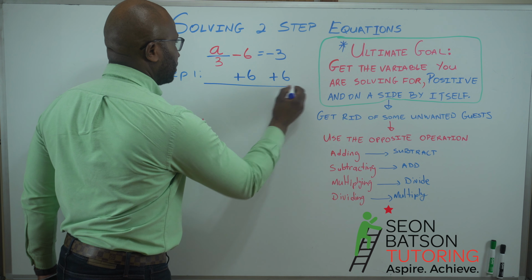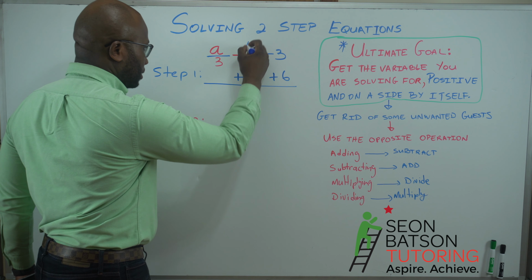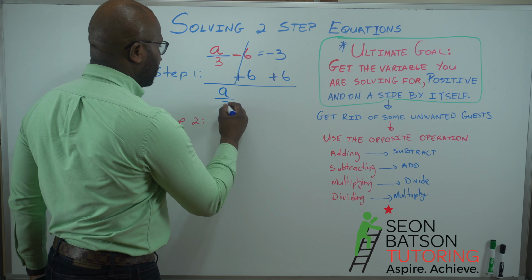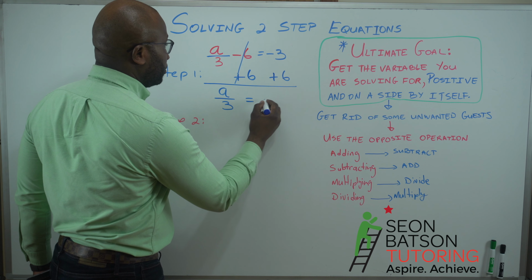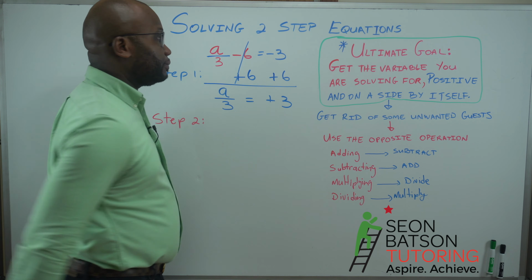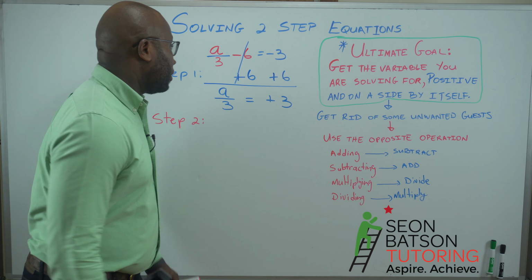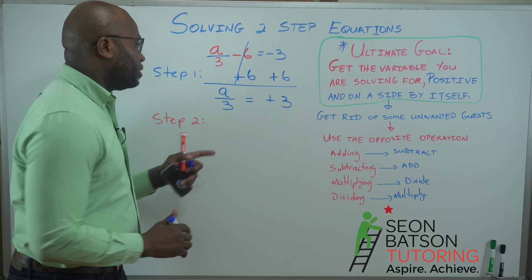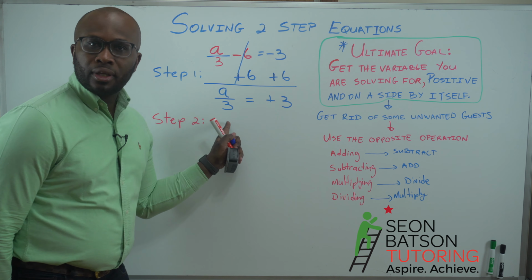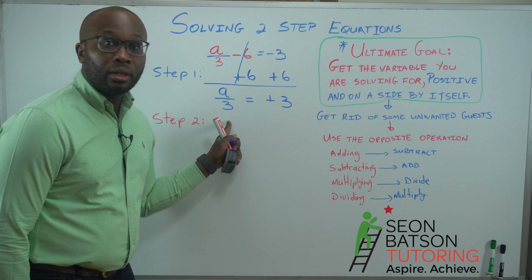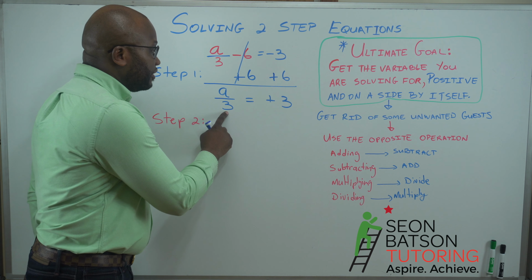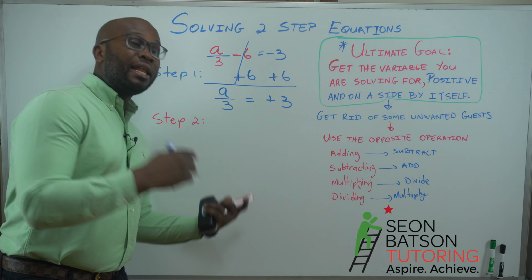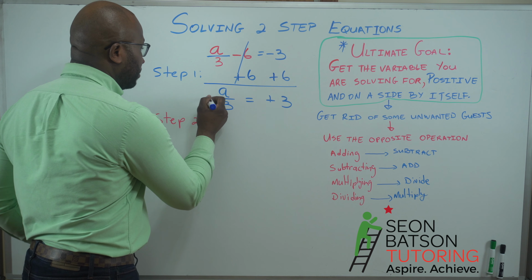So what are we left with? The opposite operation eliminates the 6. So on the left side, we're left with a over 3, or a divided by 3, is equal to +3. Now, we aren't finished. Remember, the ultimate goal is to get the a by itself. There's still an unwanted guest, this 3, so we have to get rid of this 3. How? Well, since the 3 is dividing the a, because remember this is a divided by 3, we will multiply by 3.